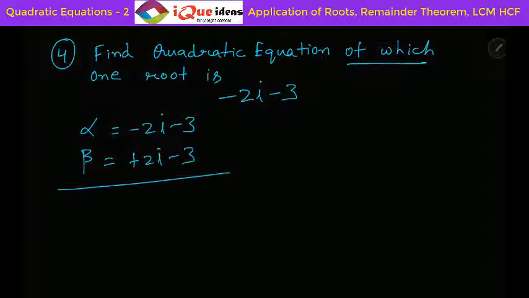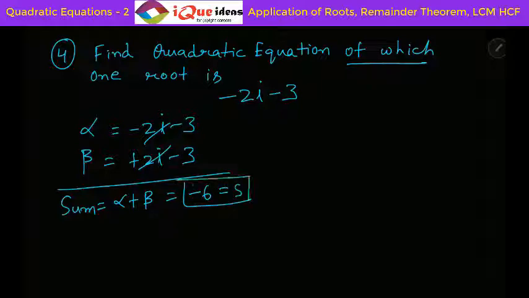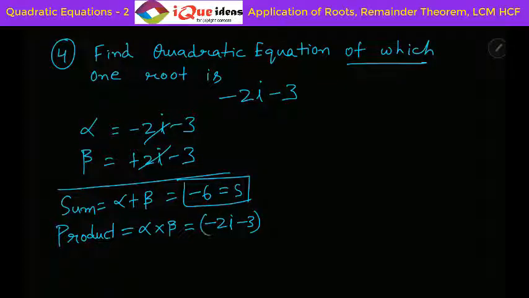Right? Now if I add these two, the sum of roots will be equal to alpha plus beta, which is equal to this 2i and 2i will get cancelled. We'll have minus 3 minus 3, that is minus 6. So the sum of the roots is minus 6. Then the product of roots we can calculate by multiplying the roots. Here it is alpha into beta. Alpha is equal to minus 2i minus 3 multiplied by 2i minus 3.